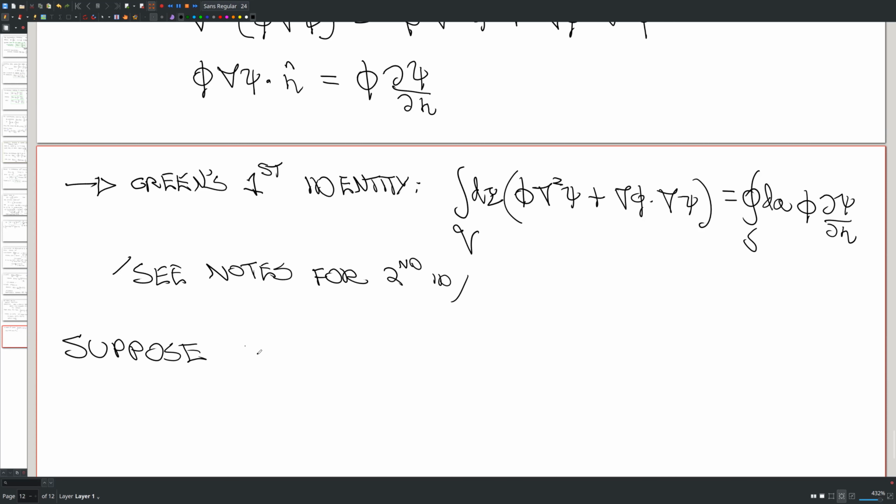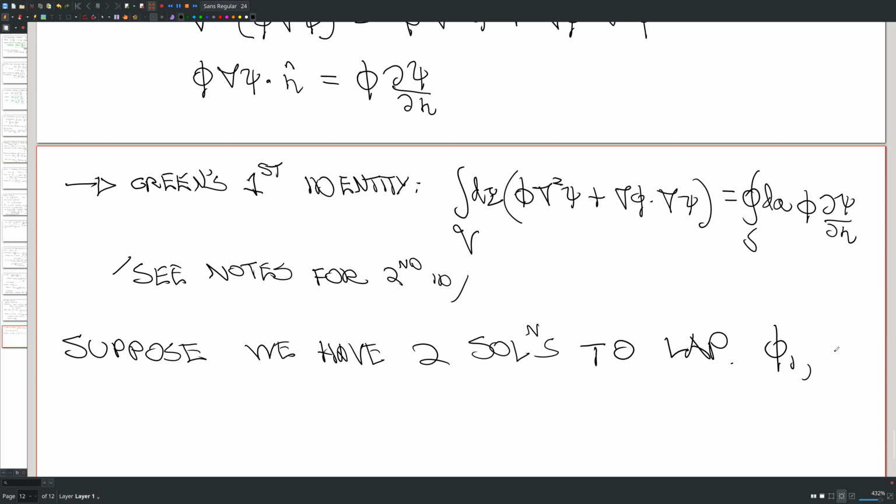So let's suppose we have two solutions to Laplace, phi 1 and phi 2. Then I will define big phi as the difference between the two. So Laplace gives us manifestly that the big phi also obeys the Laplace equation.